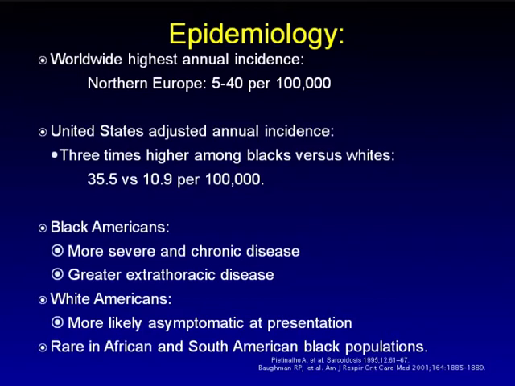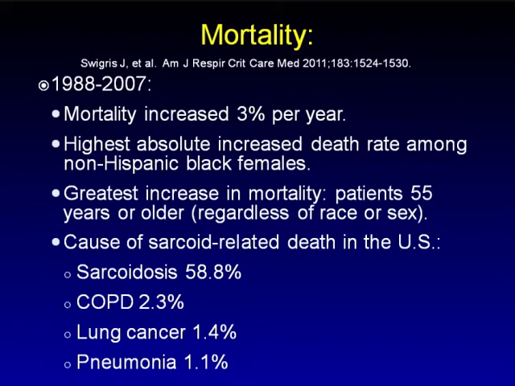There was a paper published last year which looked at the mortality of sarcoid over about a 20-year period, and they found that mortality had increased about 3% per year. The highest absolute death rate was among Black females, and the greatest increase in mortality was seen in older patients over 55 years of age. And interestingly, the patients with sarcoid-related death actually died from sarcoid rather than superimposed or other complications such as lung cancer or even pneumonia, which actually was a surprise to me.